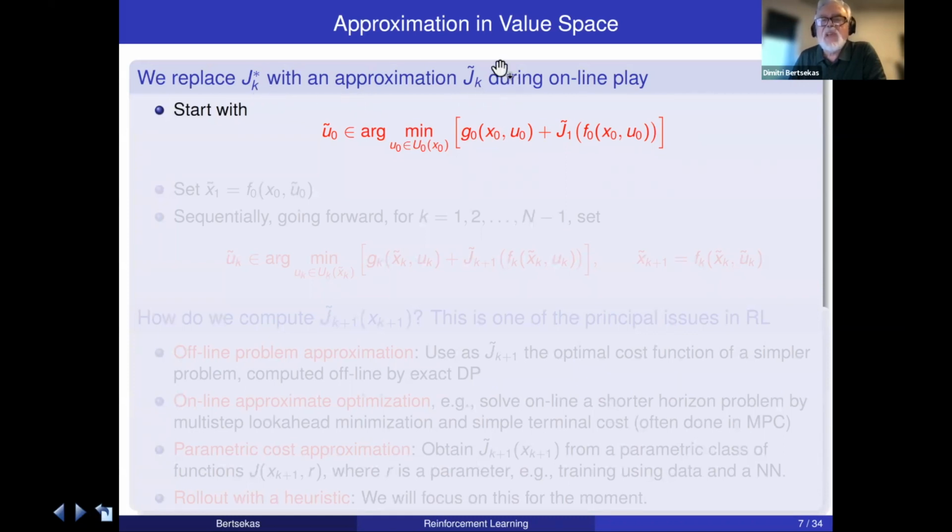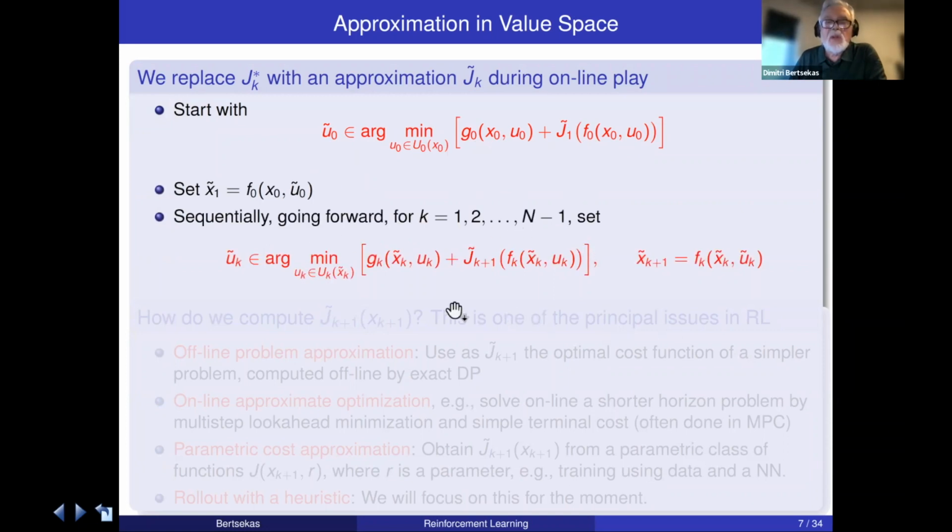So suppose that we have some approximation, and we're going to discuss methods for obtaining such approximations. Then we can do online play and generate online suboptimal control sequences by starting from the beginning, computing u0 tilde by minimizing this expression where J1 star has been replaced by J tilde 1. Go one step forward and then sequentially go forward to calculate the remaining controls in the sequence.